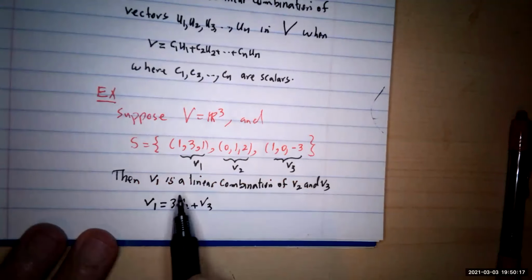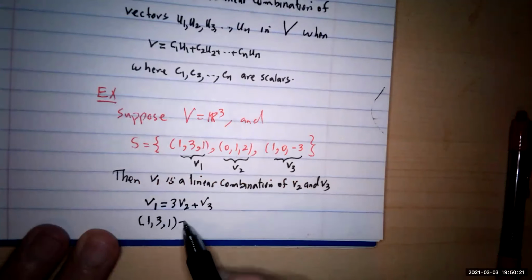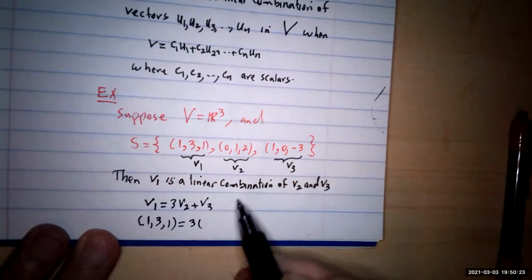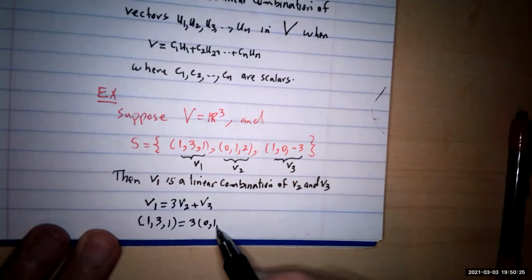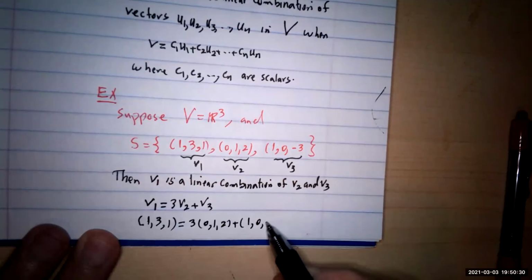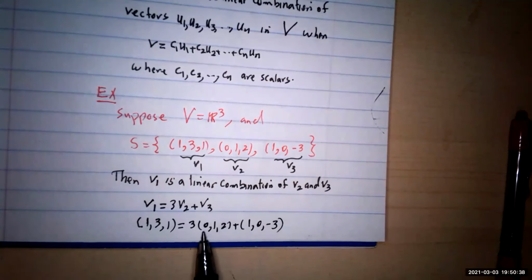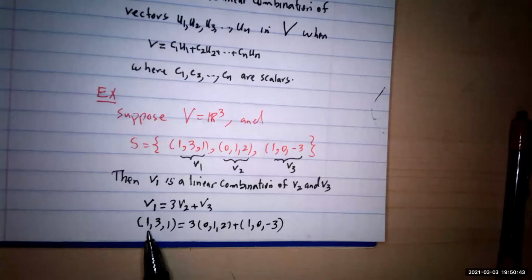You can check it. You see, V1 is (1, 3, 1). And it's going to be 3 times V2, (0, 1, 2), plus V3, (1, 0, -3). Let's check. The first component, 3 times 0 would be 0, plus 1. The second component, 3 times 1 is going to be 3, plus 0 is 3.